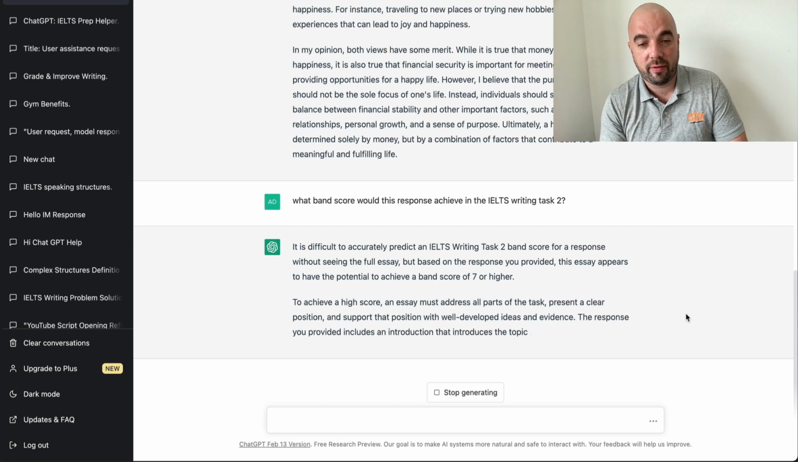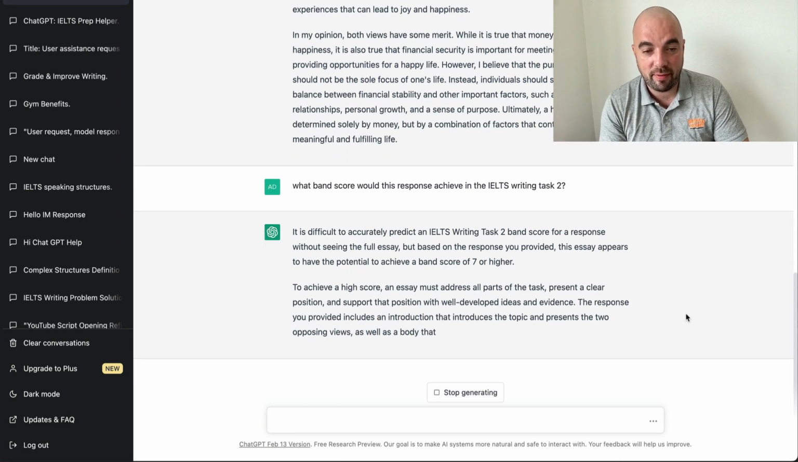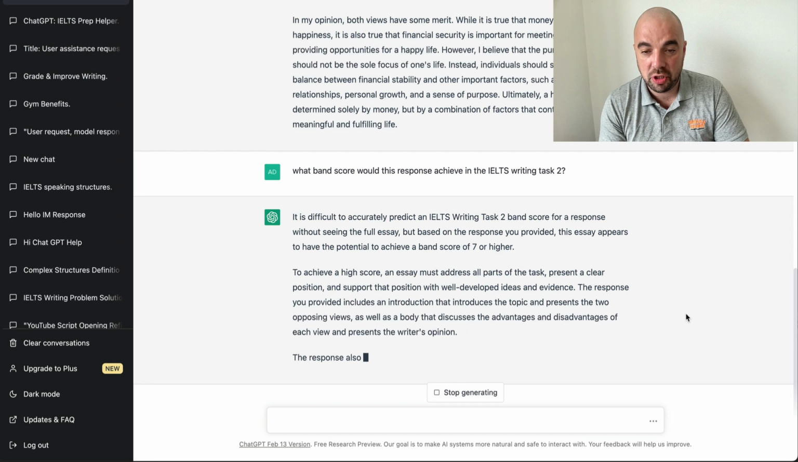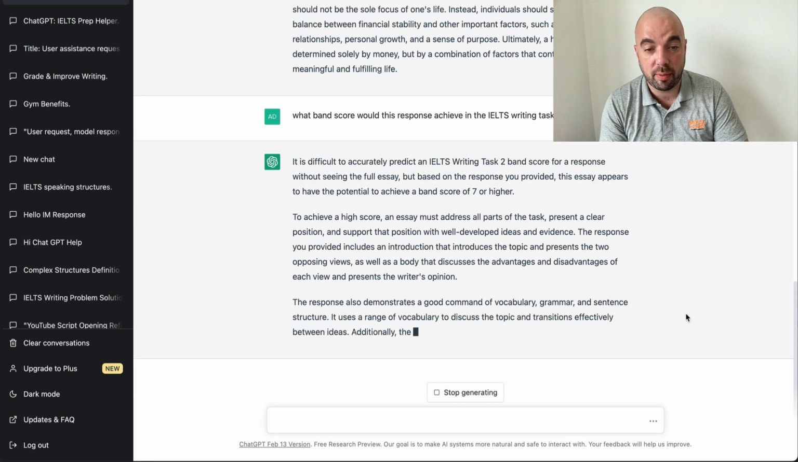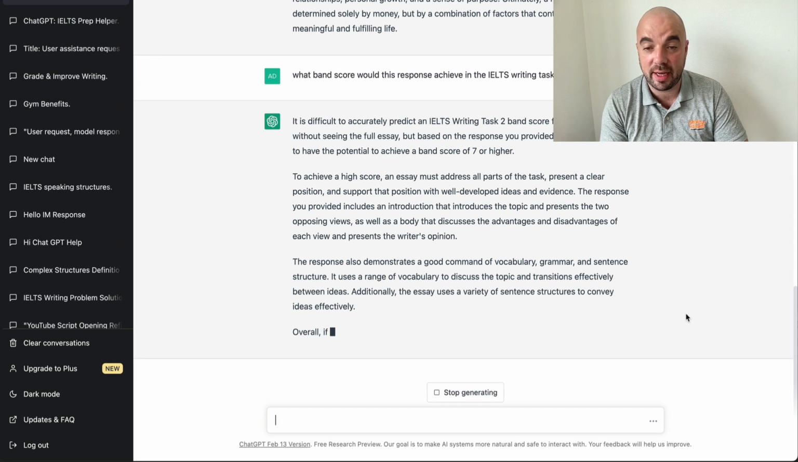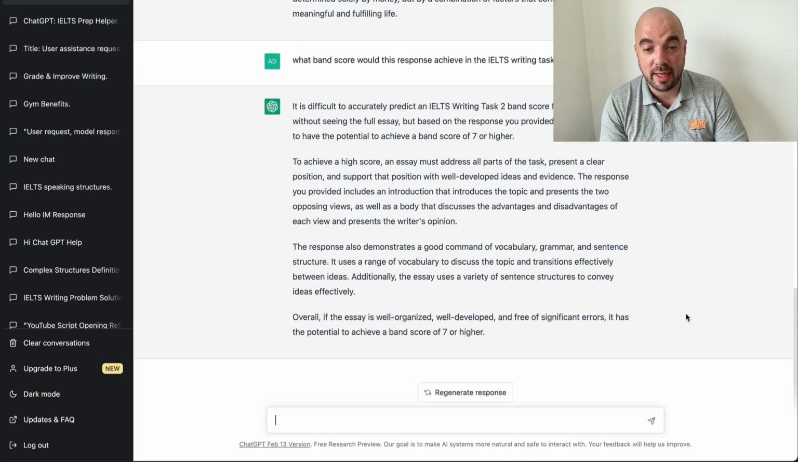So here it is, we can see that it would be a band 7 or higher. And then it tells you need to address all parts of the task, present a clear position, support that position with well-developed ideas and evidence, and then it goes through. The response you've provided includes an introduction and presents the 2 opposing views as well as the opinion of the writer. Good command of vocabulary, grammar and sentence structure.